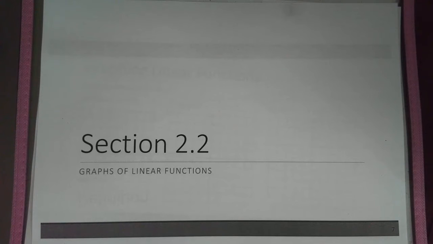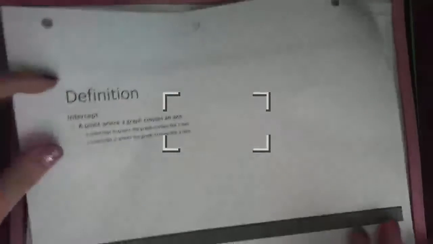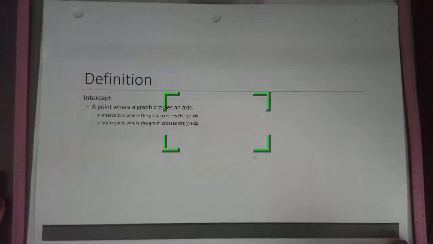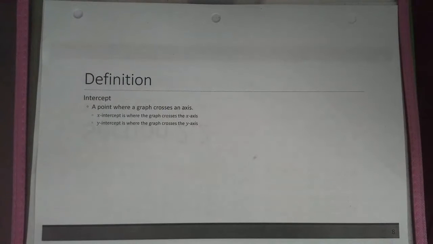In this video, we will be looking at section 2.2, which covers graphs of linear functions. We do need a definition because we'll be using it throughout this section, and we've already talked about it a little bit. We're going to talk about intercepts. An intercept is a point where a graph crosses an axis. An x-intercept is where the graph crosses the x-axis, and a y-intercept is where the graph crosses the y-axis.